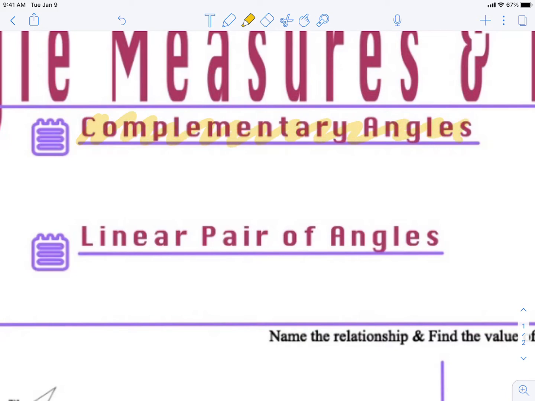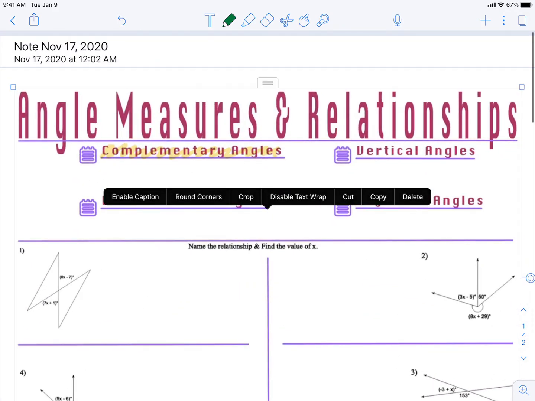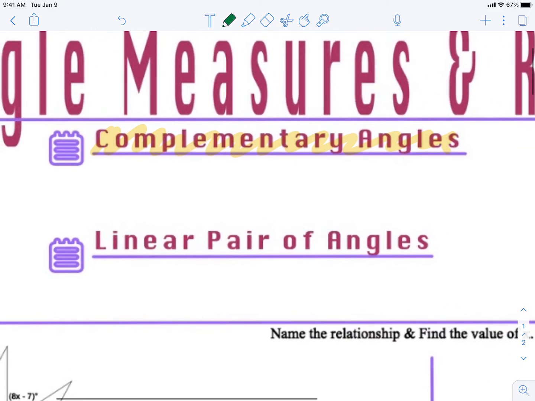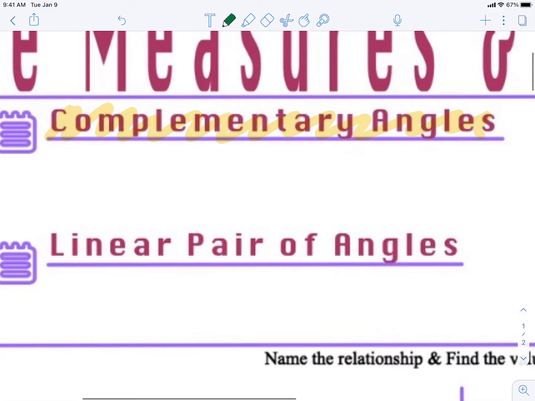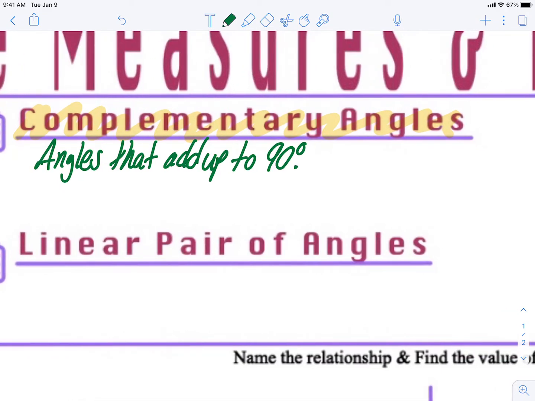complementary angles. Complementary means, just like the word, that they complement each other. In math, complementary angles are two angles that add up to 90 degrees. Or not necessarily two, it could be more, but they are angles that add up to 90 degrees. Usually it's represented by a little box, remember?